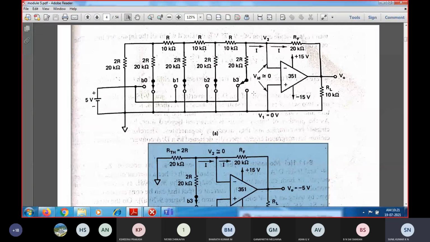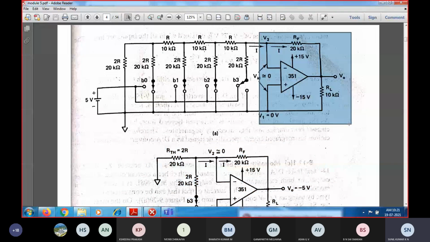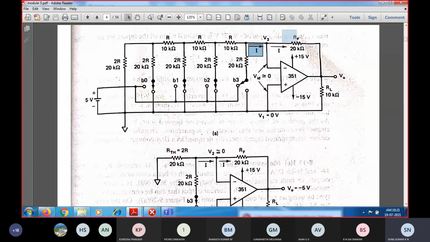So obviously this part remains the same, the inverting amplifier configuration, with the non-inverting terminal connected to ground and the inverting terminal connected to the feedback. This feedback resistance has been connected to the inverting terminal, so the corresponding V2 will also be held at virtual ground. So almost all the current will be flowing across the feedback resistance. For this feedback resistance we are going to use 20 kilo ohms.